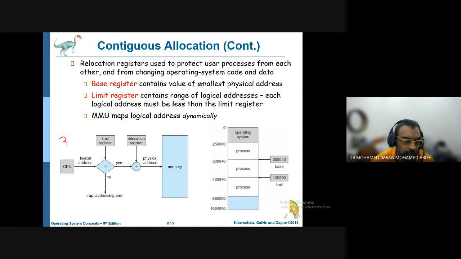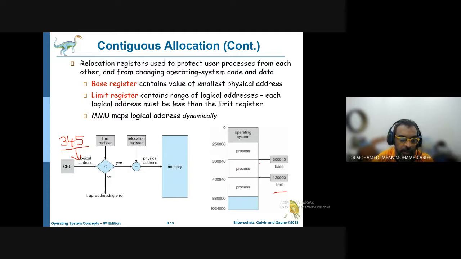Let's say the logical address requested by the CPU is address 345. First, the operating system will check if 345 is less than the limit address. Is 345 less than the limit address? Yes, it's way less.